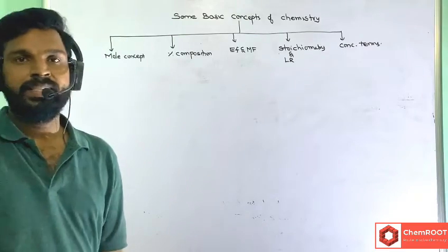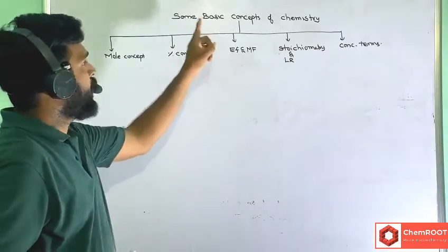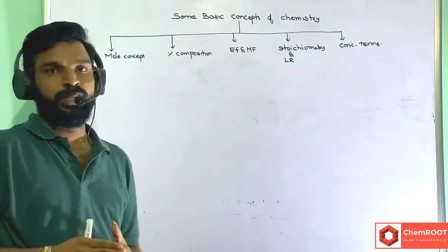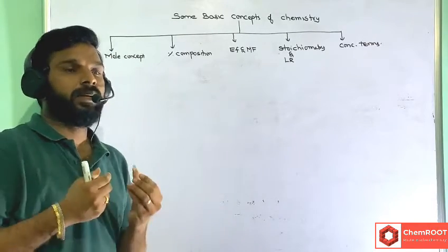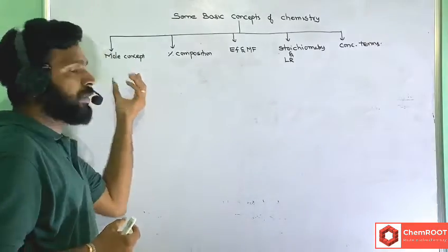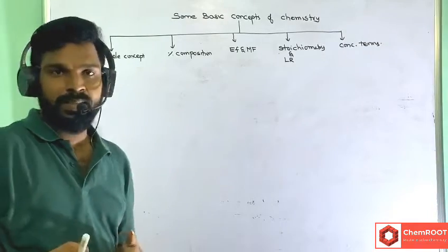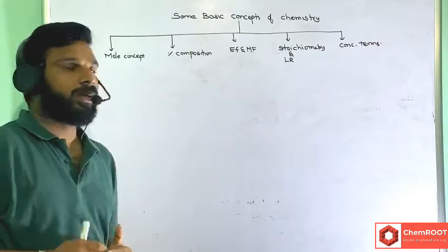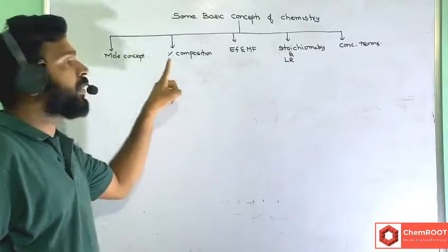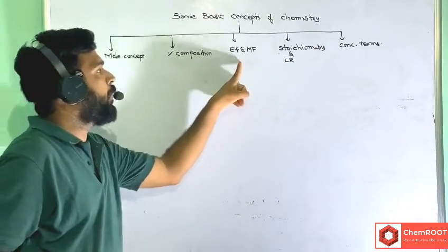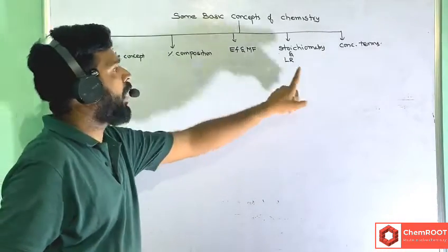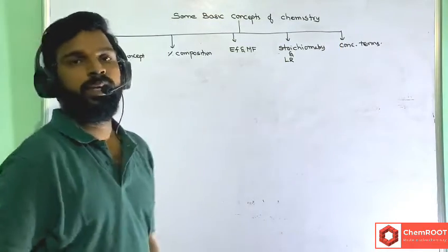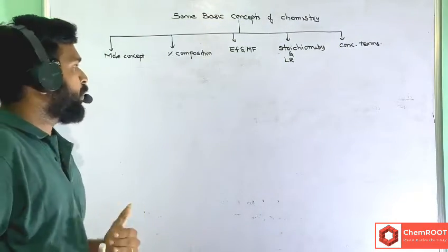Students, we are going to discuss some basic concepts of chemistry, one of the important chapters in physical chemistry, because the term mole concept is used in almost all lessons in physical chemistry. In this chapter we have mole concept, percentage composition, empirical formula, molecular formula, stoichiometry and limiting reagents, and concentration terms. So we will go topic by topic.